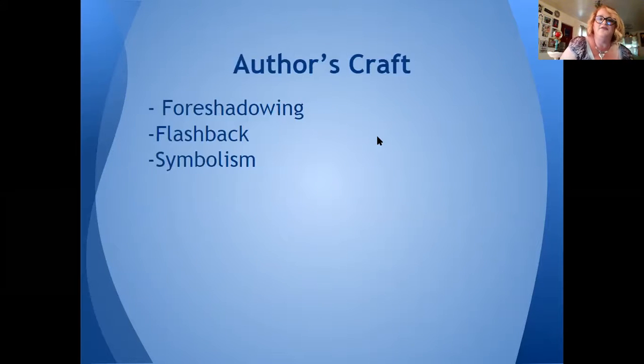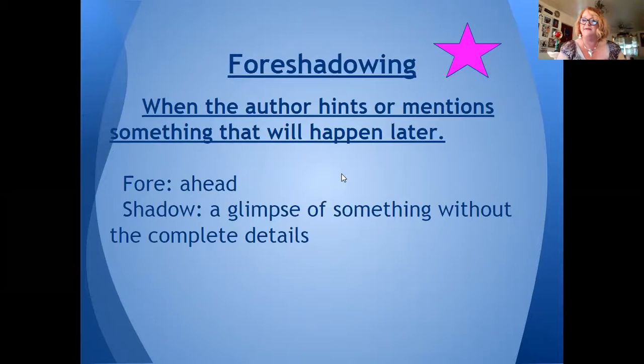All right. Now, author's craft is also known as author's purpose. That's got our foreshadowing, our flashback, our symbolism. We're going to talk about those. Foreshadowing is when we tell something that's going to happen in the future. It's like we have a crystal ball, giving you a hint of what might happen. Okay? It's not going to give you all the details.